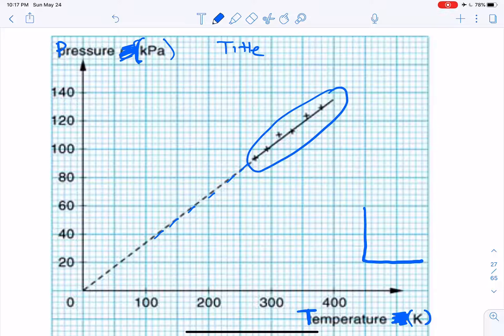And make sure that you are putting increments that make sense. So you're going to want to go by twos, fives, tens, twenties, hundreds, thousands, things like that. You wouldn't want each box to be 5.5, if at all possible.